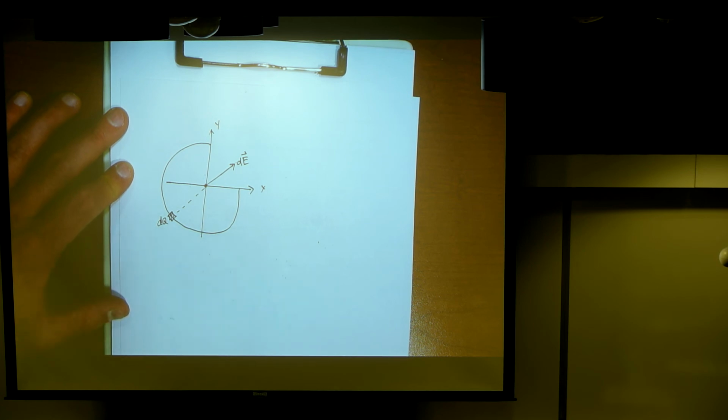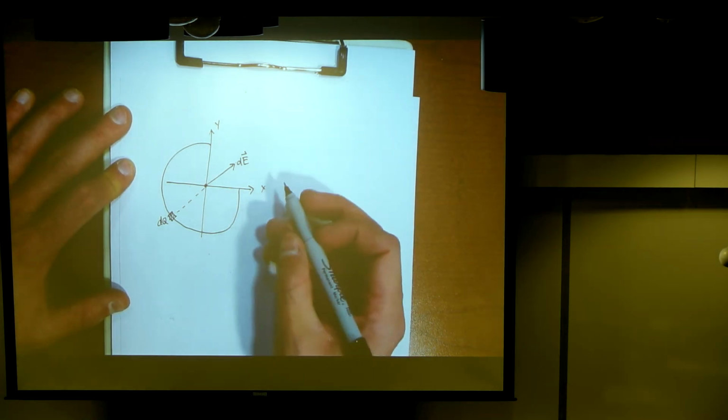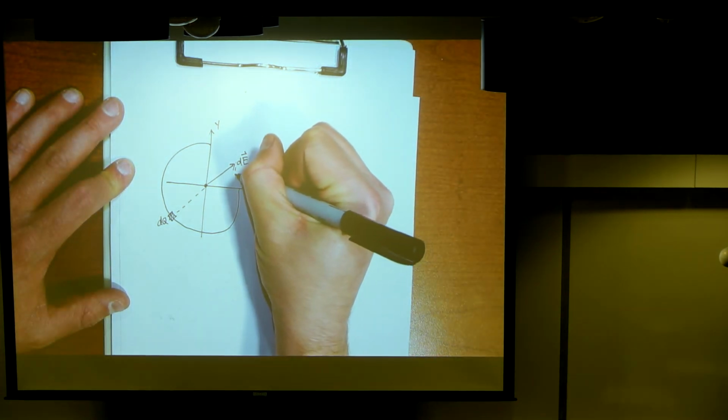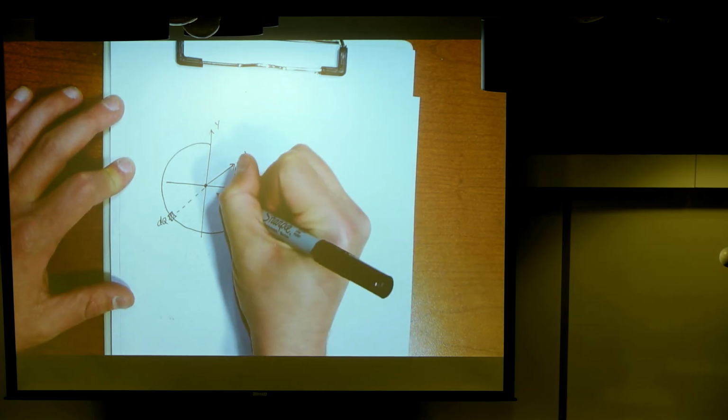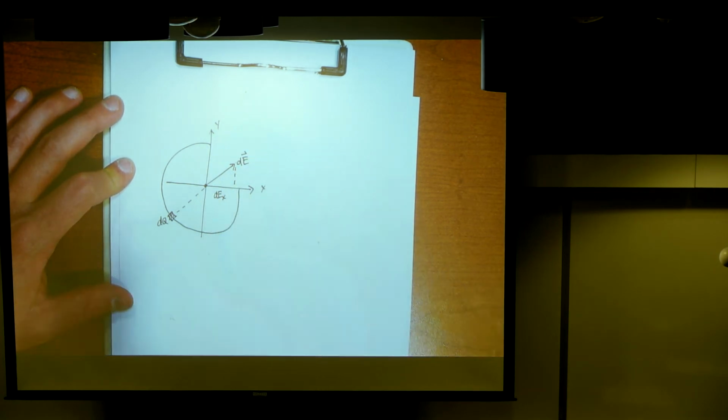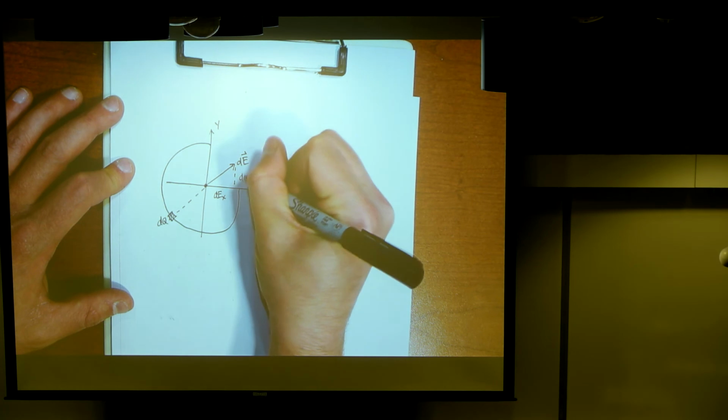The next thing I need to do is take this dE vector and break it down by component. So in other words, this will have some kind of x component to it, and it will also have some sort of y component. Okay? So this would be dEx, and this would be dEy.